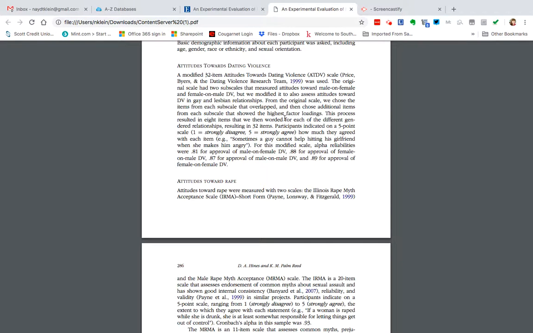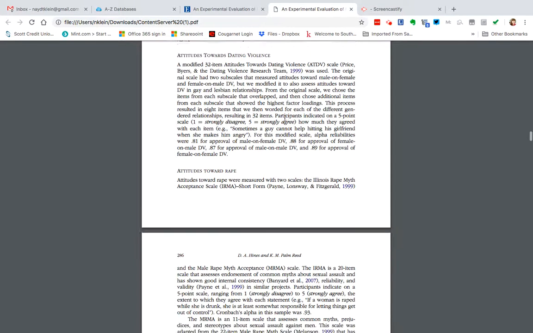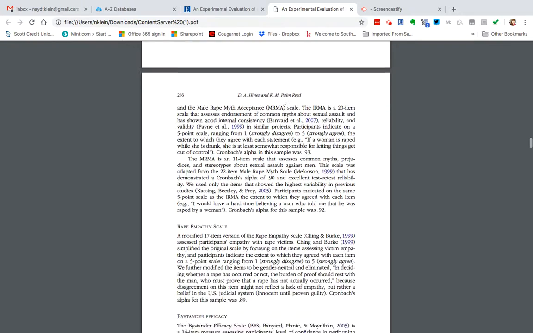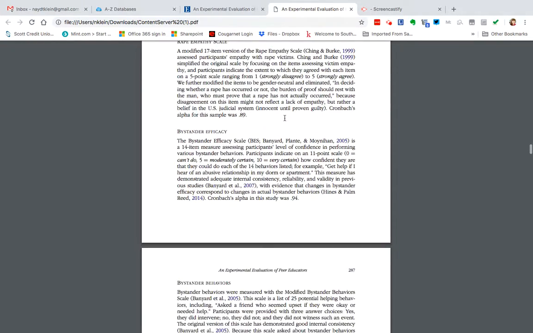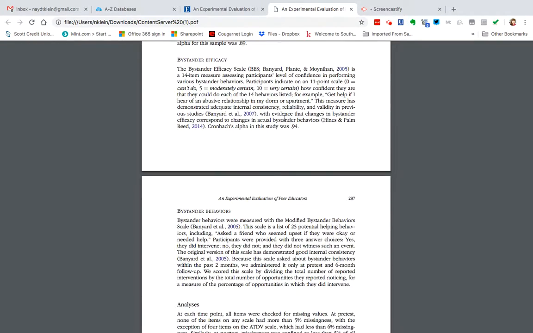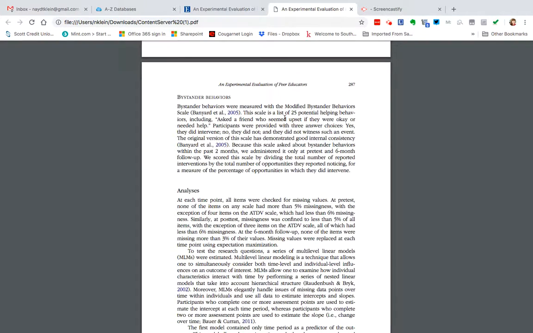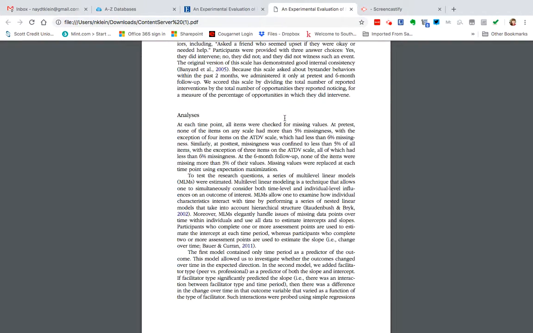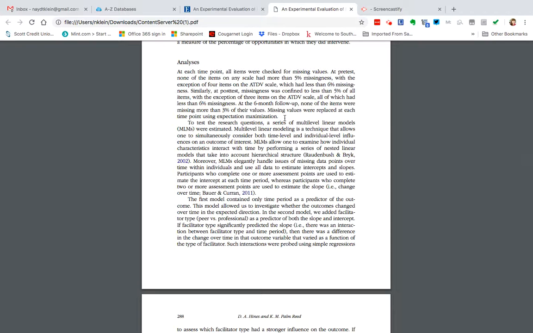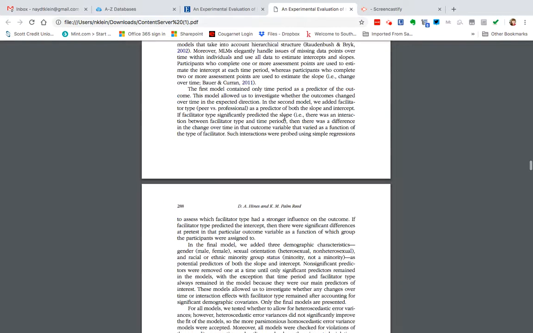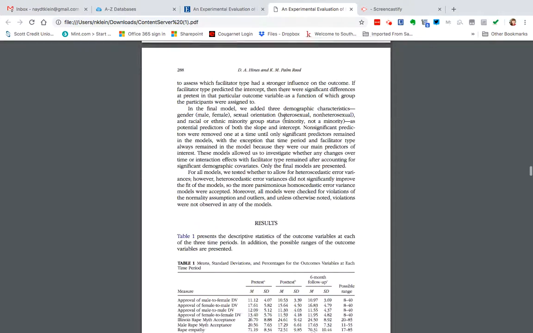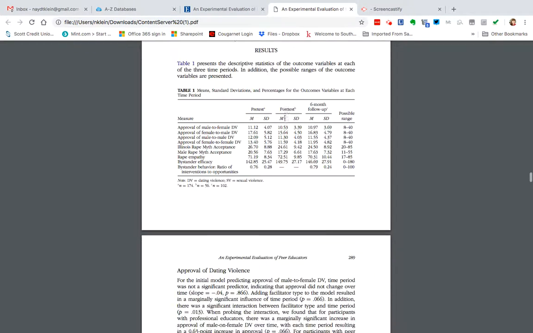How did they assess it? Well, they assessed their attitudes toward dating violence, their attitudes towards rape, a rape empathy scale, and bystander efficacy. This analysis part is basically how you are going to add these things together to come up with a score or a subset of scores that determines those attitudes or beliefs or behaviors. Then you get down to the results section.